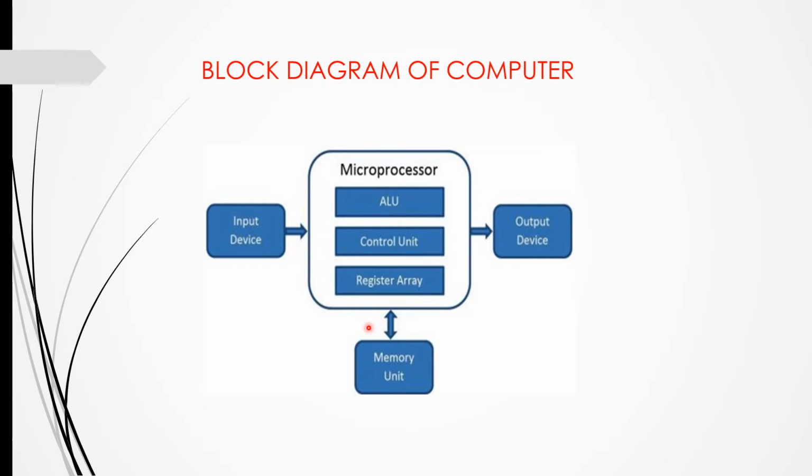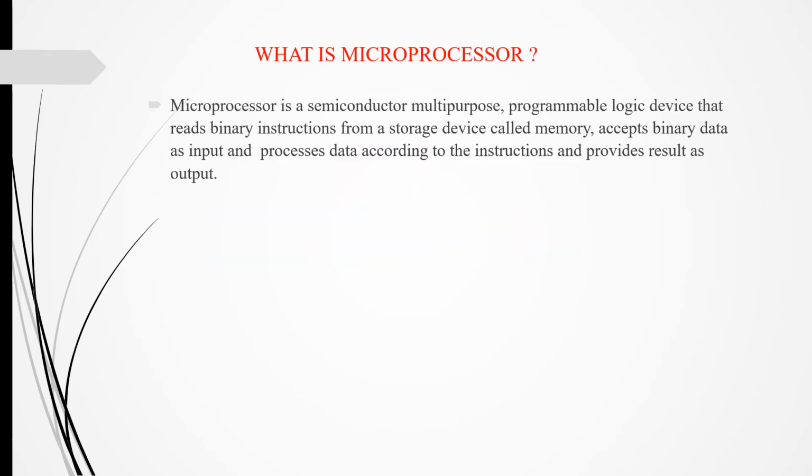Now we will see what is microprocessor unit. Microprocessor is a semiconductor multipurpose programmable logic device that reads binary instructions from a storage device called memory, accepts binary data as input and processes data according to the instructions and provides result as output. So this is basically microprocessor.